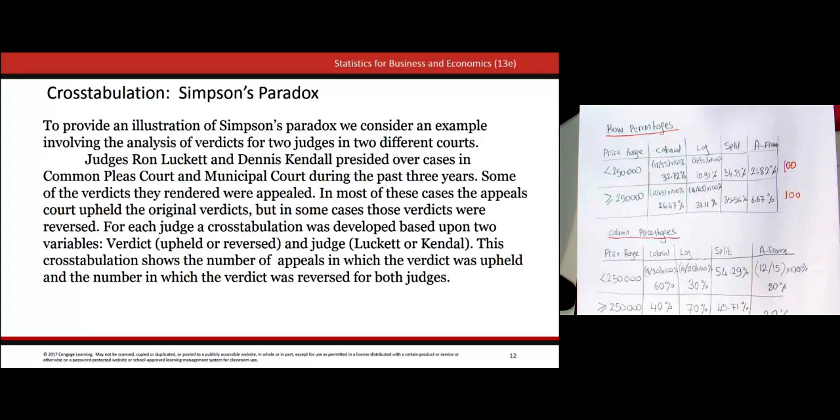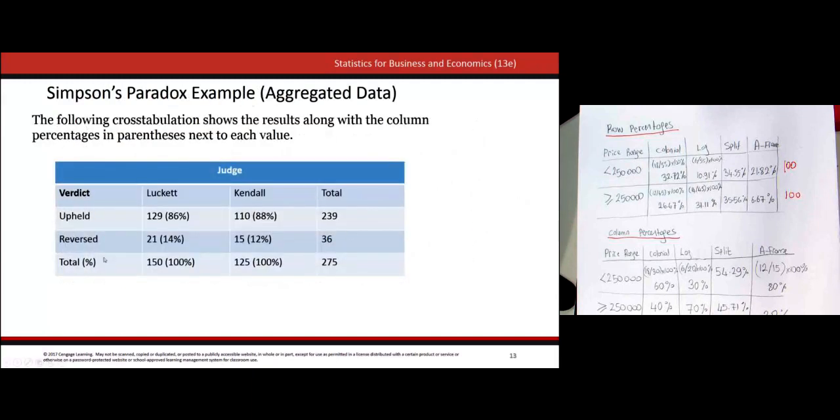There are two judges, Judge Lockett and Judge Kendall, who presided over cases in common pleas court and municipal court during the past three years. Some of the verdicts they rendered were appealed. In most of these cases, the appeals court upheld the original verdicts, but in some cases those verdicts were reversed. For each judge, a cross-tabulation was developed based on two variables, verdict upheld or reversed, and judge, Lockett and Kendall. This cross-tabulation shows the number of verdicts upheld and reversed for both judges.